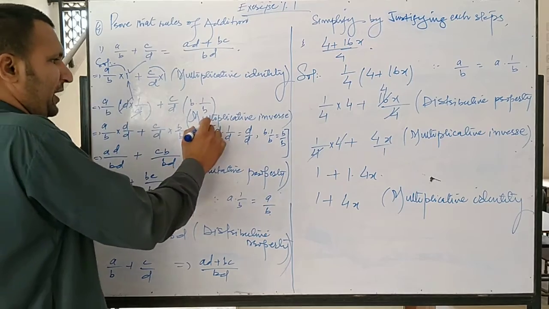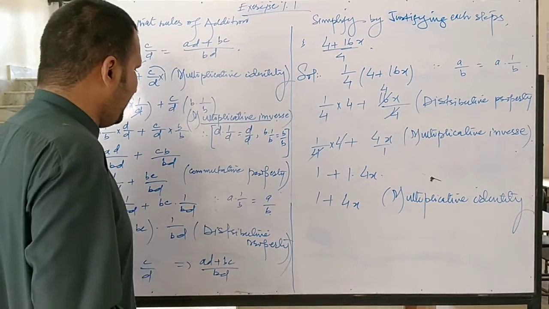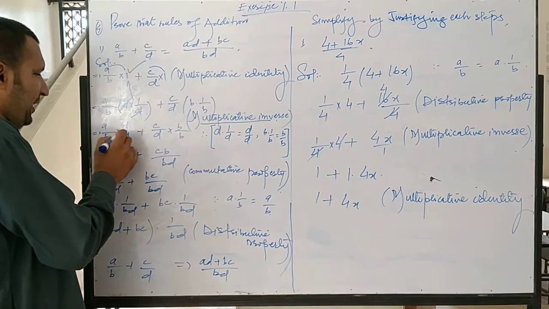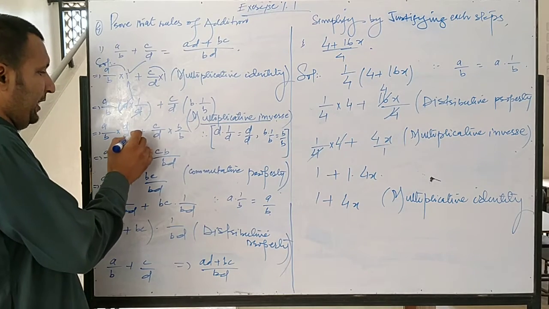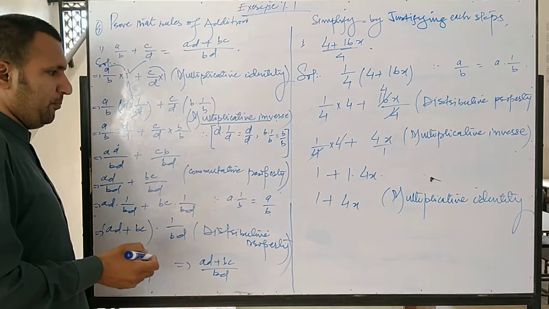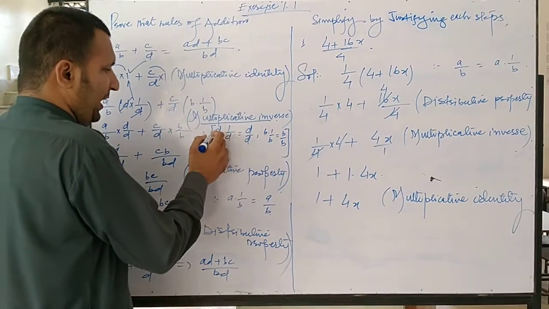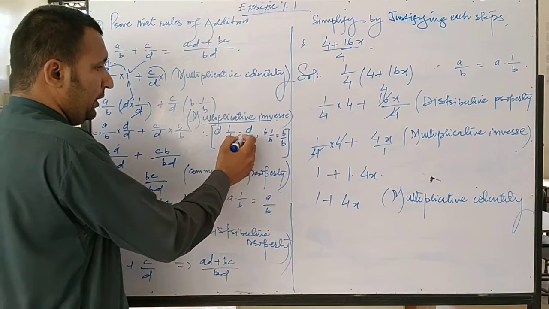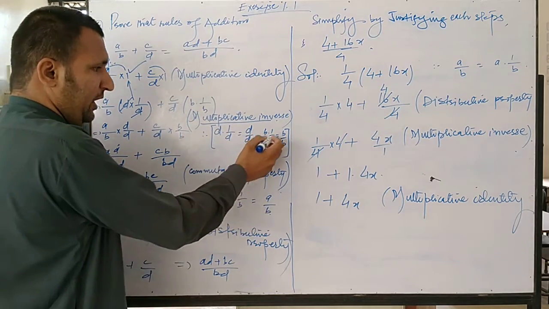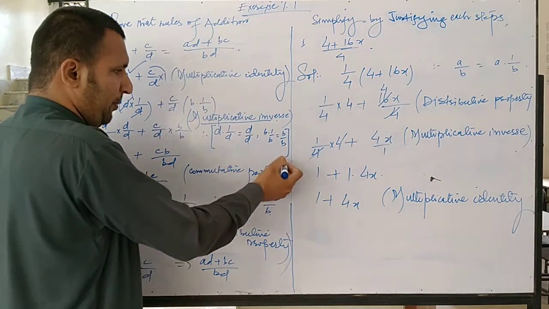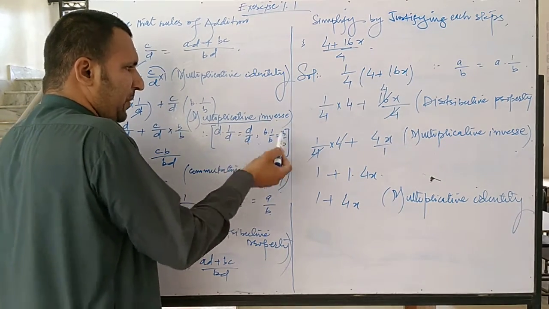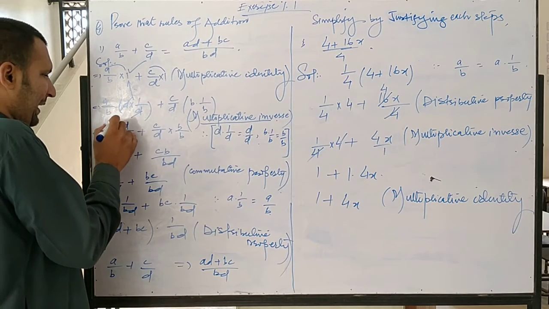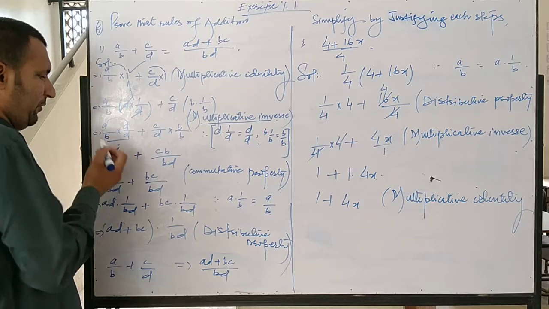Again this is the property of multiplicative inverse, because it implies that a upon b multiply d upon d plus c upon d multiply b upon b. Means d into 1 upon d is equal to d upon d, and b into 1 upon b is equal to b upon b. This is the property of multiplicative inverse. Again we multiply numerator with numerator and denominator with denominator.